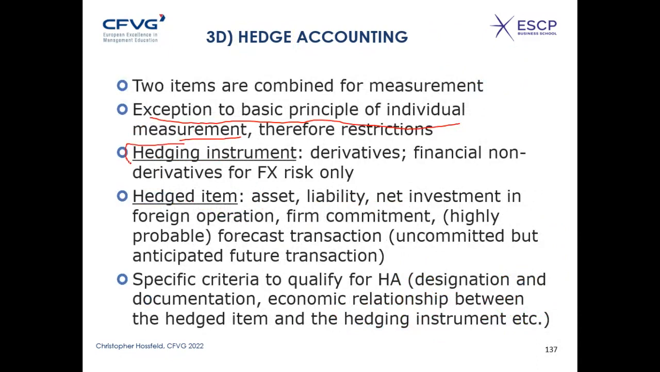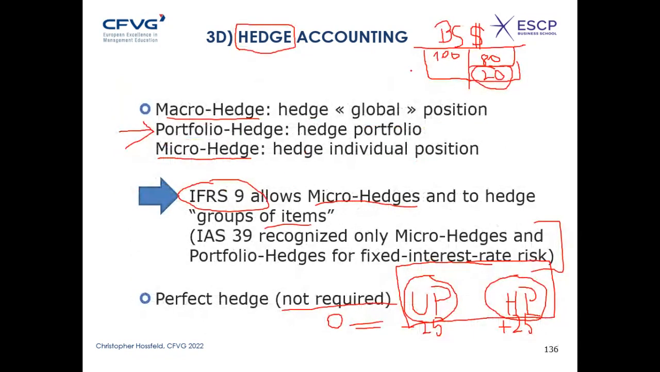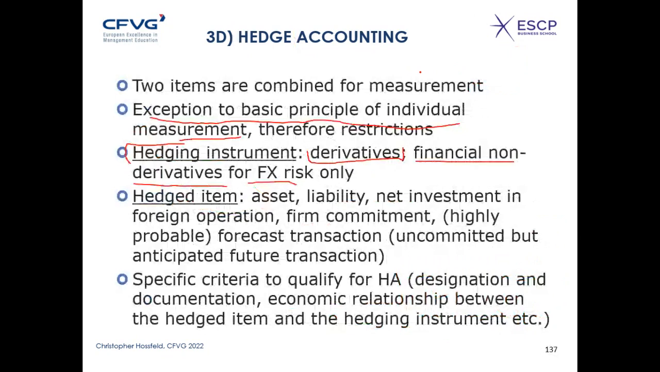What I can use as a hedging instrument is also limited because actually only derivatives qualify as hedging instruments, except for the foreign exchange risk. Here I can also use financial non-derivatives. That means, as I said before, in the balance sheet my dollar assets can be covered with dollar liabilities. That's possible without derivatives because here we have a foreign exchange risk.